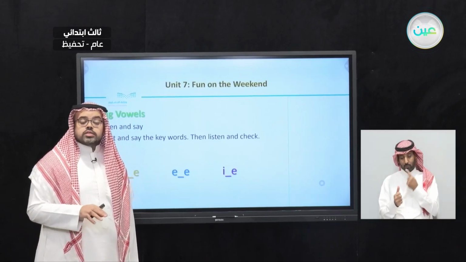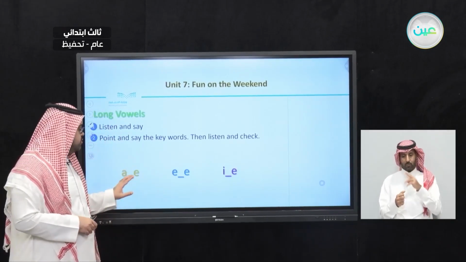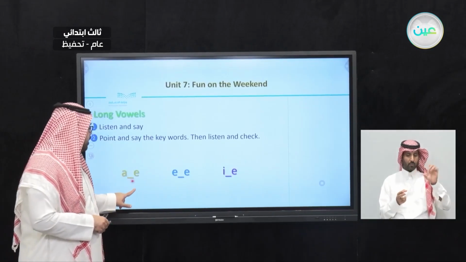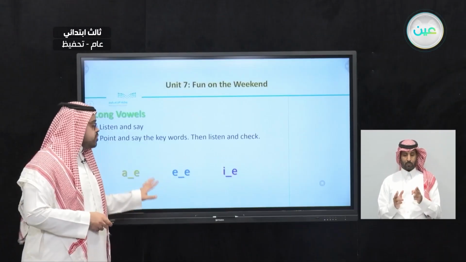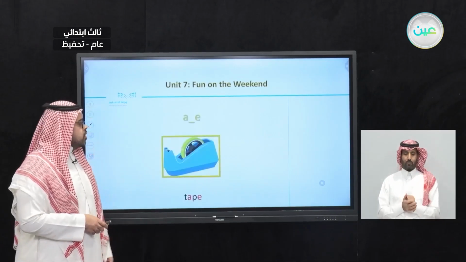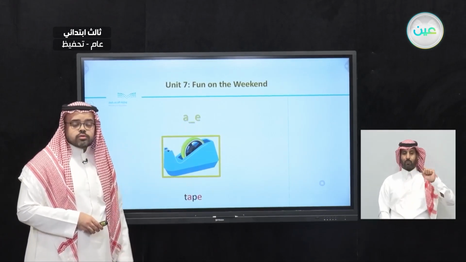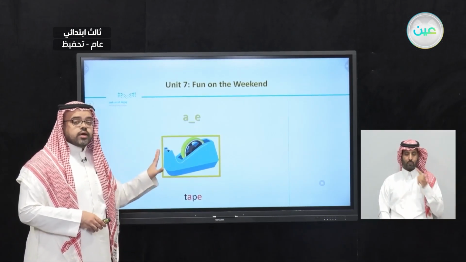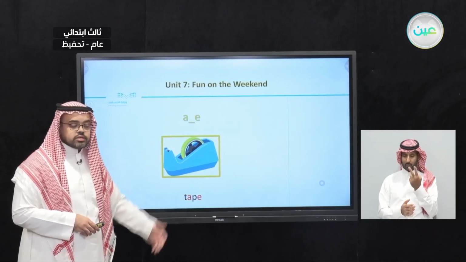So now we're getting to know, to listen, and also to repeat words with these letters: A, E, and words that have these 2 letters, E, E, and also words that have these 2 letters, I and E. So let's begin by listening to the first words. So here is the first word from the AE group of words. What we're going to do now is point, listen, and repeat again.